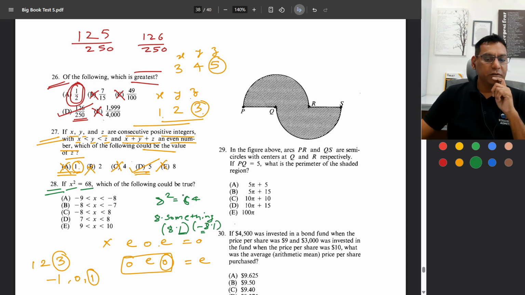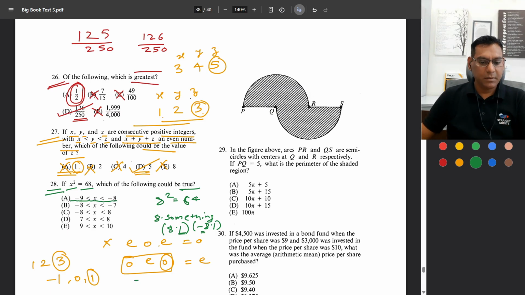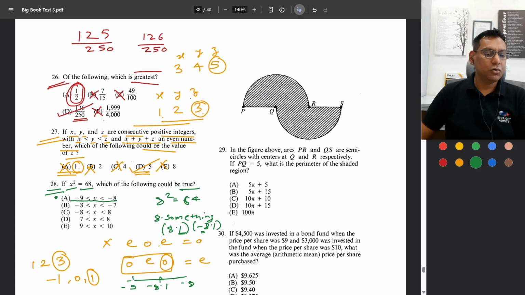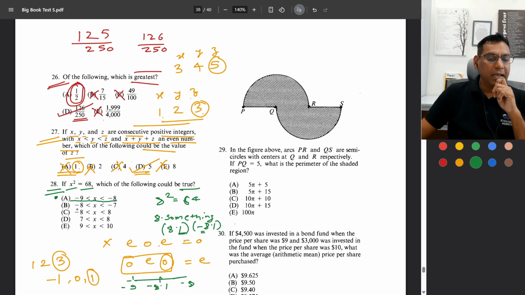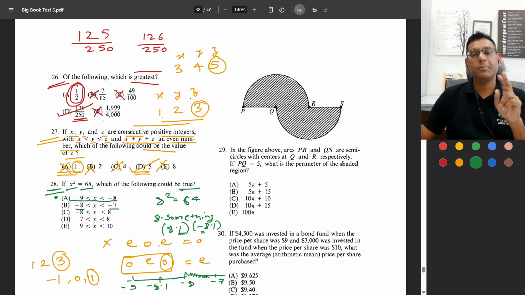Whichever following could be true. Can it lie between minus 8 and minus 9? Yes, because minus 8.1 will lie between minus 8 and minus 9, right? So this is true. I think this is going to be the answer, but let's eliminate the other answer choices also. Can it lie between minus 8 and minus 7? No, it cannot lie here. Minus 8 to minus 7 would mean that it is minus 7 point something. No, it is minus 8 point something.